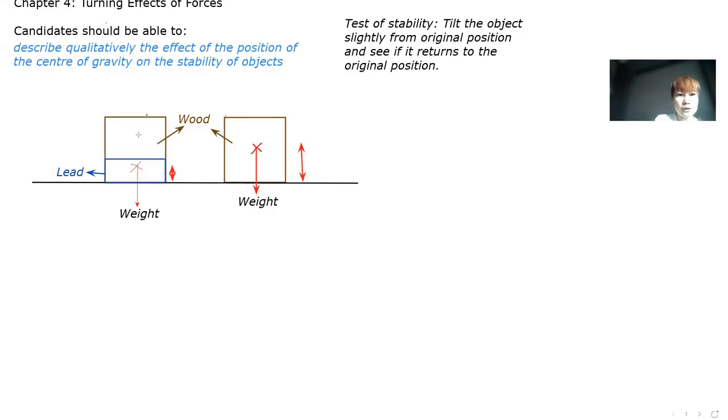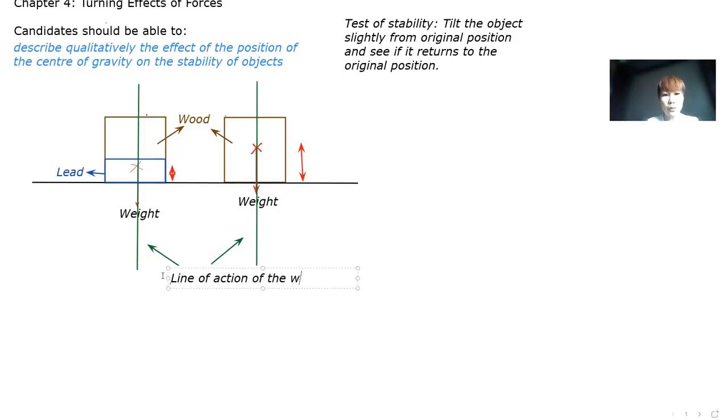So before we look at the stability, the weight is pulling downwards. The line in green is what we call the line of action of the weight. Let me just shift this to the right a little bit. The length doesn't matter. What you need to know is that this represents the line of action of the force, in this case, the weight. These are known as the line of action of the weight.